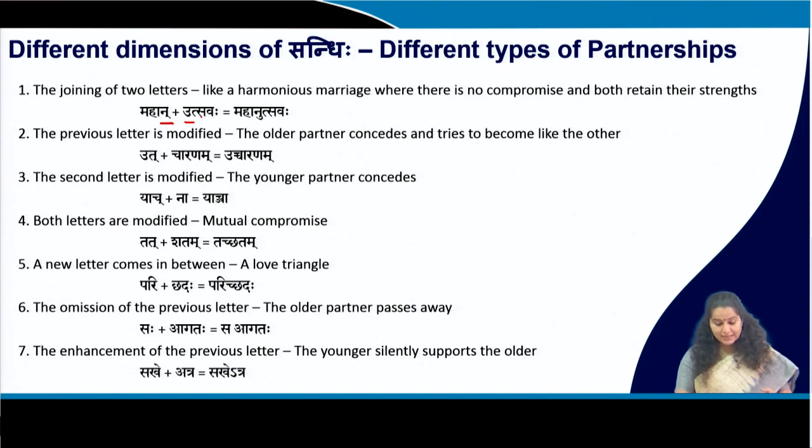Then you have the case where the second letter is modified. Because it's the second, I've said the younger partner concedes. So you have Yach plus Na becomes Yachya. And then you have the following one, where both letters undergo modifications. This is like a marriage with a mutual compromise. So you have Tat Shatam, put it together, becomes Tat Chatam.